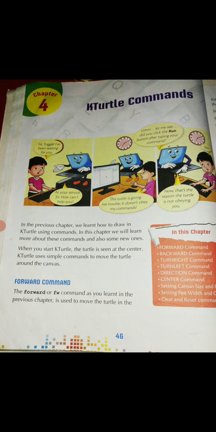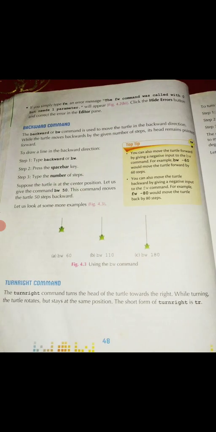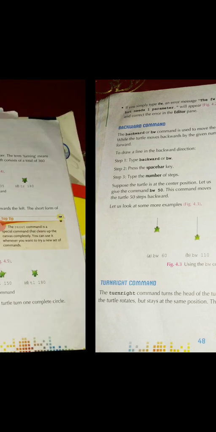So, students, we were with chapter number 4, and the name of the chapter was KTurtle commands. In my previous class, I explained the backward command, that is BW, the turn right command, that is TR, then the turn left command, that is TL, as well as the direction command, that is DIR.